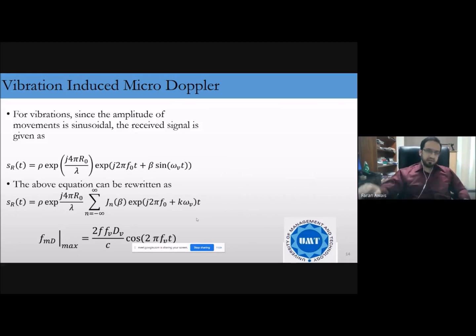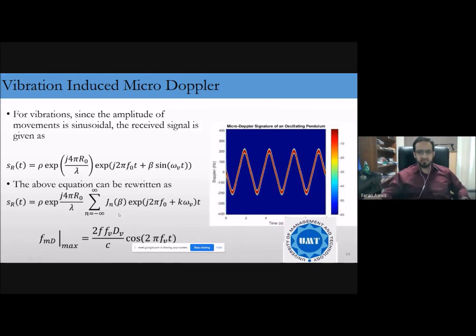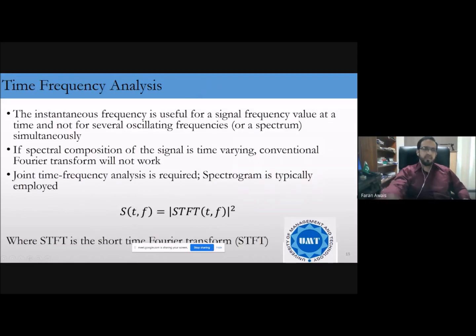Okay, so now coming to this point again, for the vibration part, since the vibrations correspond to a sinusoidal movement, right? So the resultant Doppler frequency would have a sinusoidal component in that. So if we plot the micro Doppler effect, that would be something like a sinusoidal wave, right?